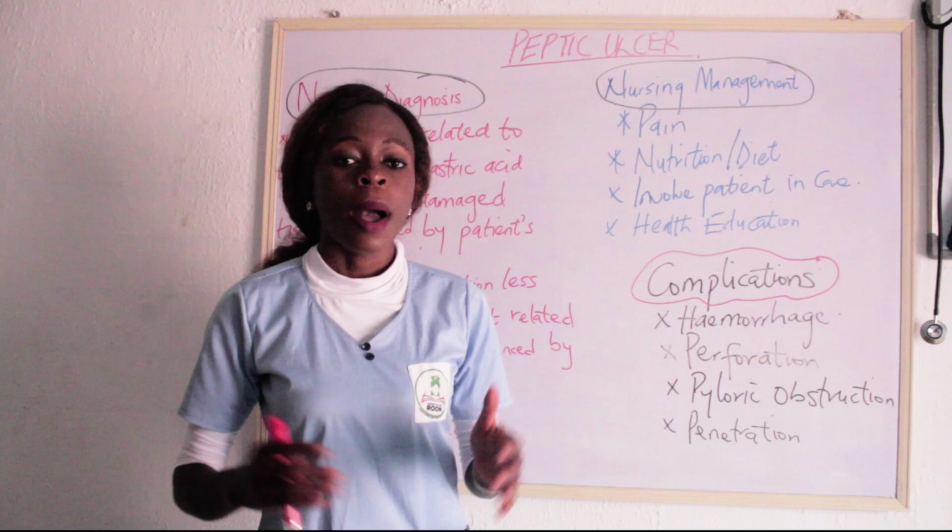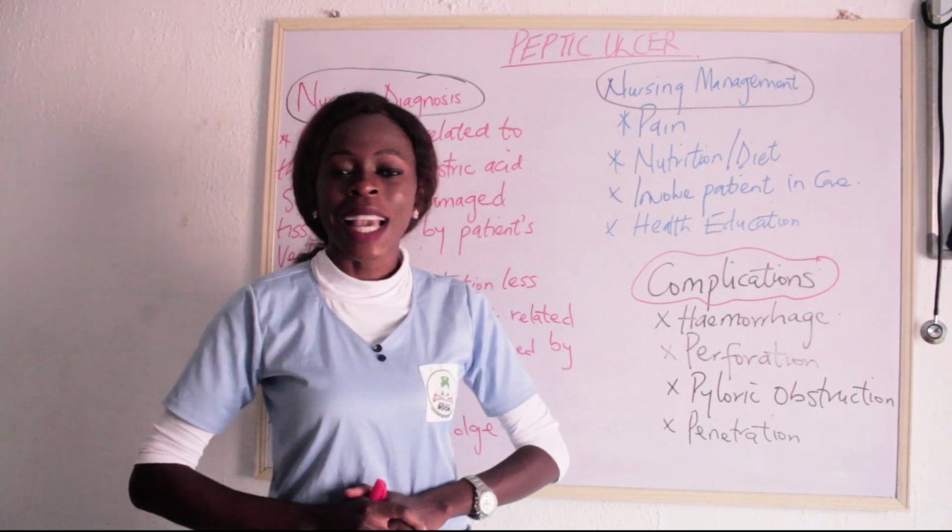Then in terms of the complications of peptic ulcer, we have hemorrhage, we have perforation, we have pyloric obstruction, and we have penetration. That is all on peptic ulcer today.